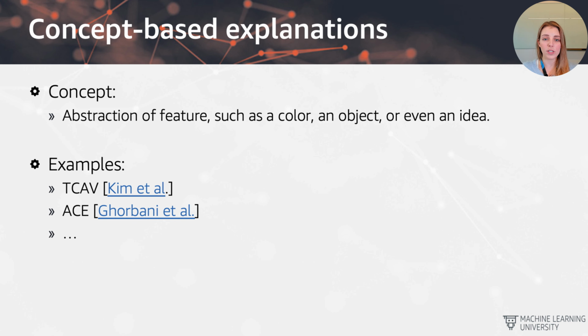So what could be a concept? Well, it could be an abstraction of a feature such as the curliness or stripedness in an image. And once again, we have a couple of example methods here, TCAV or ACE being some of them.